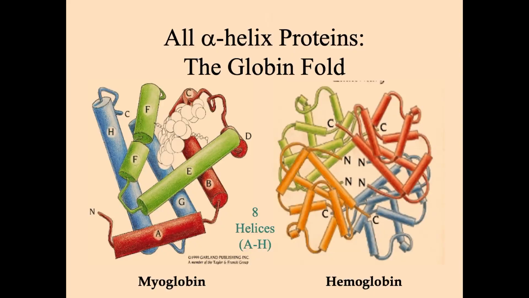So myoglobin is a monomer, hemoglobin is a tetramer. So there are four chains of the globin fold. Each one of these colored chains is a single molecule, and that molecule has the same fold as myoglobin. Okay? We'll come back to hemoglobin a little bit later as well.